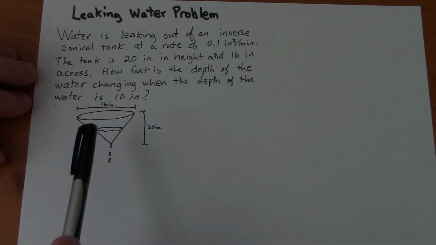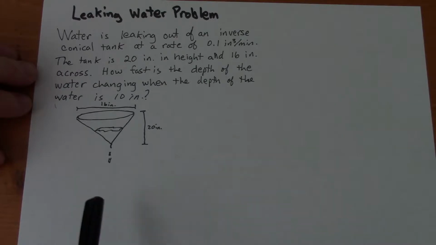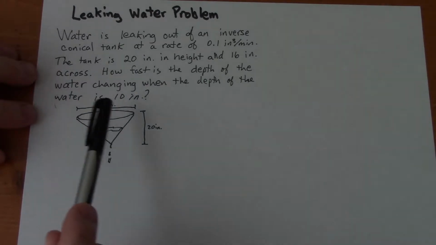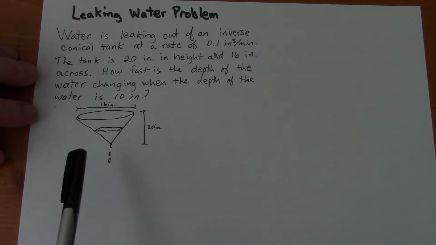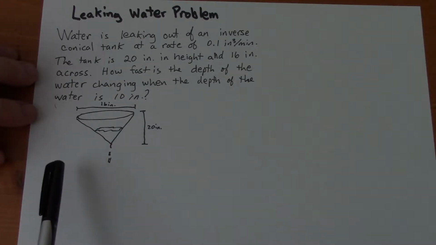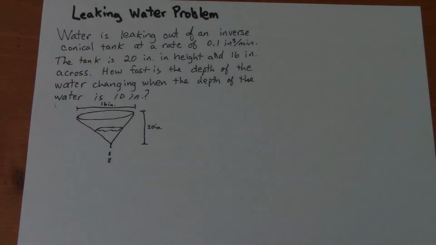All right, so water is leaking out of an inverse conical tank. That inverse means upside down, at a rate of 0.1 inches cubed per minute. The tank is 20 inches in height and 16 inches across. Across means diameter. How fast is the depth of the water changing when the depth of the water is 10 inches? Okay, so just a couple of key things.